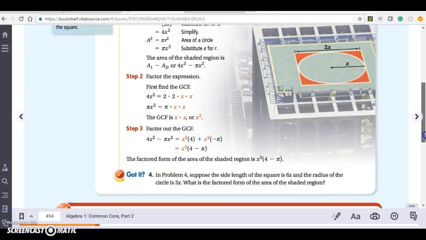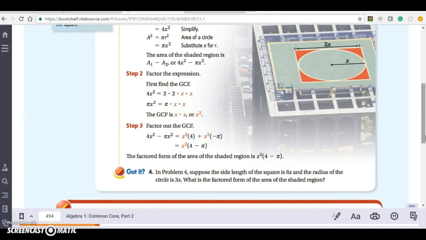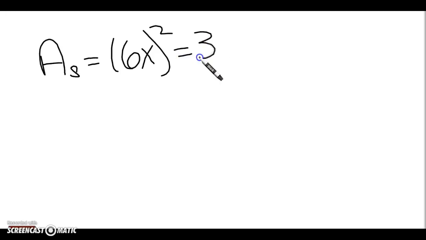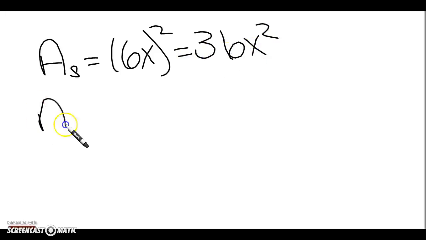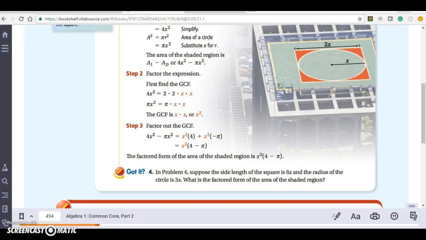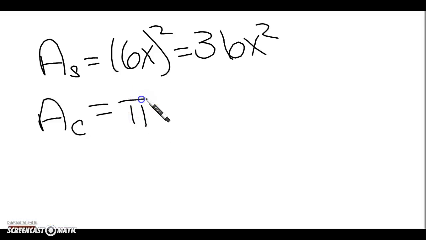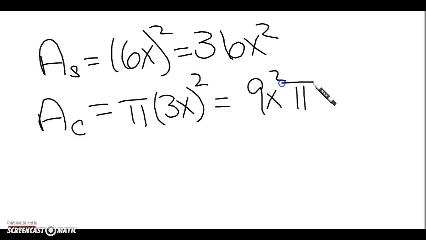All right, let's take a look at the guide. It says in problem 4, suppose the side length of the square is 6x and the radius of the circle is 3x. So the area of the square is (6x) squared, which is 36x squared. And the area of the circle is pi times, instead of r, (3x) squared, which gives me 9x squared pi.